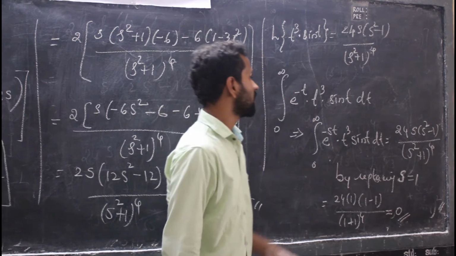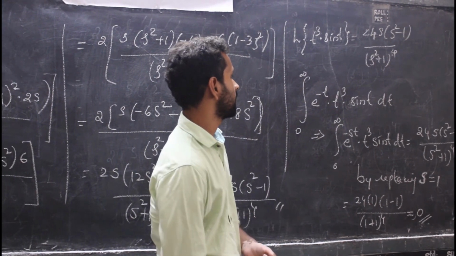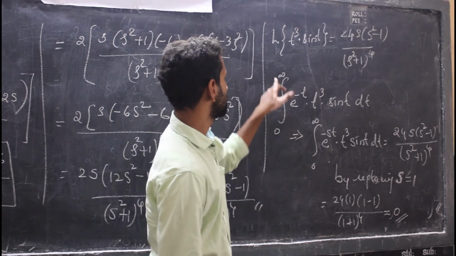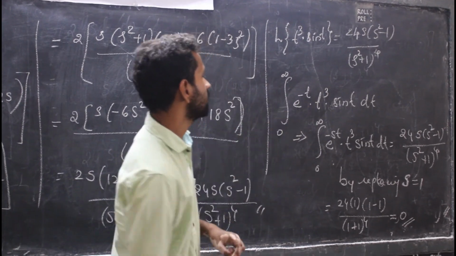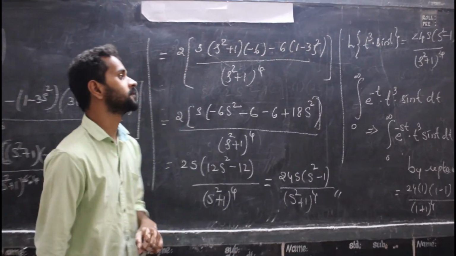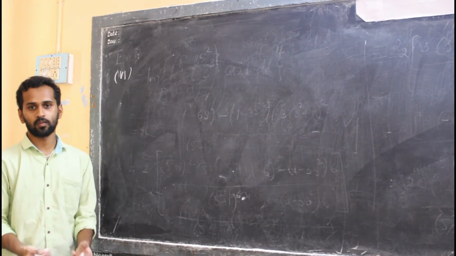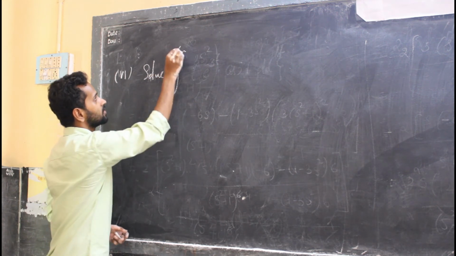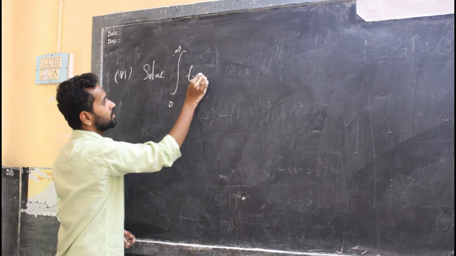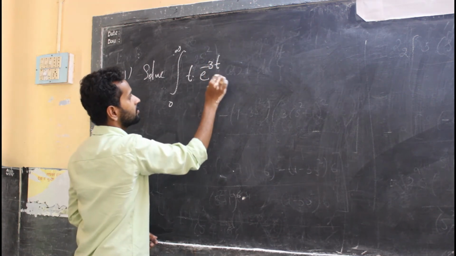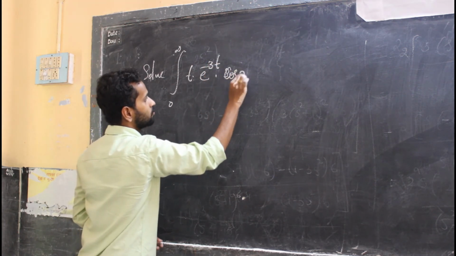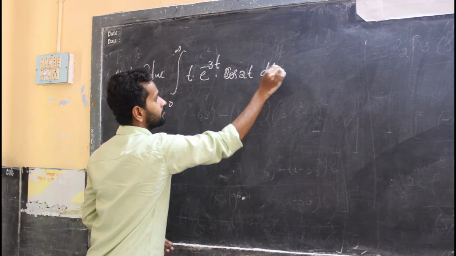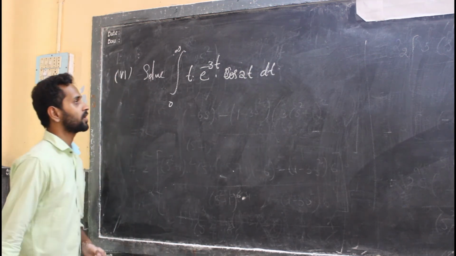This is the complete solution for the given question, integral 0 to infinity e to the power of minus t into t cube into sin t dt. So now we will solve one more problem. Now let us solve integral 0 to infinity t into e to the power of minus 3t into cos 2t into dt. Is it clear? This is my problem what I have here.